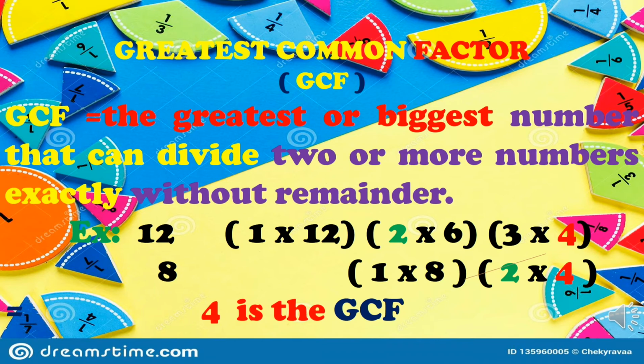Factors of 12: we have 1 times 12, 2 times 6, and 3 times 4. Then you get the factors of 8: we have 1 times 8, 2 times 4. Looking at their factors, we have 2 also as a common factor. But since we are looking for the greatest or the biggest number, we will choose 4. So we have only 2 and 4 as their common factors, and we have 4 only as the greatest common factor.